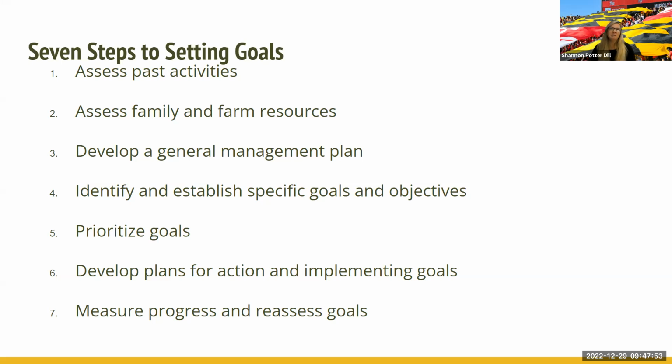Develop a general management plan. Okay, these are the regular activities. And then you can start to identify and establish specific goals and objectives. Once you have those, you'll need to prioritize because time is generally a very limiting factor. And then develop a plan of action to implement the goals. And then always, as I mentioned even earlier, do that measurement of your progress and reassess. So things are constantly changing in the markets, in the weather, in maybe your farm system. So always reassess those goals.